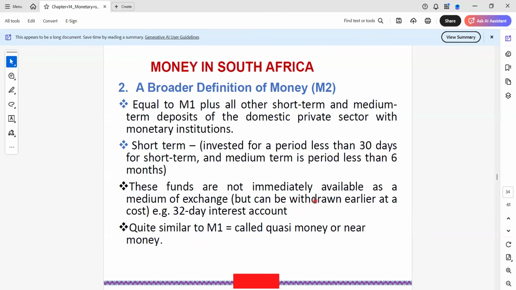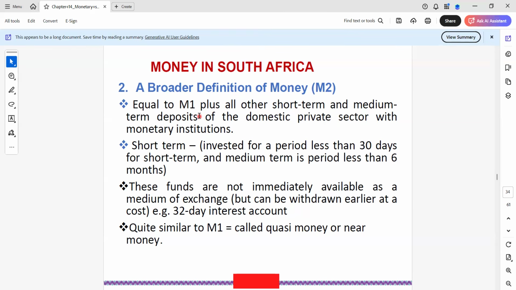Then you also have M2, which is a broader definition. This one is a broader definition because it consists of M1, right? So to calculate M2, you have to firstly calculate M1, right? So you need to firstly calculate the cash and the demand deposits, and then the sum of that, which is M1, you use that also to calculate your M2. So they're saying that here it equals M1 plus all other short-term and medium-term deposits, right? So you just take the answer that you got from calculating M1, which is the narrowest definition of money, and then you're going to add your short-term and your medium-term deposits.